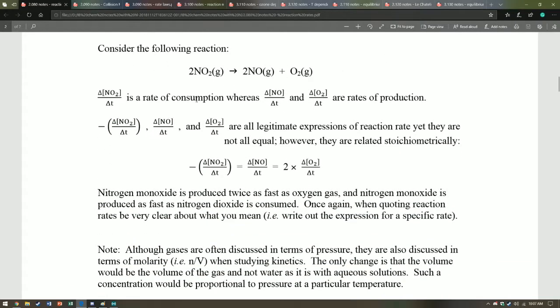Consider this following reaction here. To get the reaction rate, you can either take negative the rate of consumption of nitrogen dioxide, which equals the rate of production of nitrogen monoxide, which equals 2 times the rate of production of oxygen. Note here that the mole ratios are met. You see here, this is 2 to 1, so this is 2 to 1. So this is double the equivalent rate.